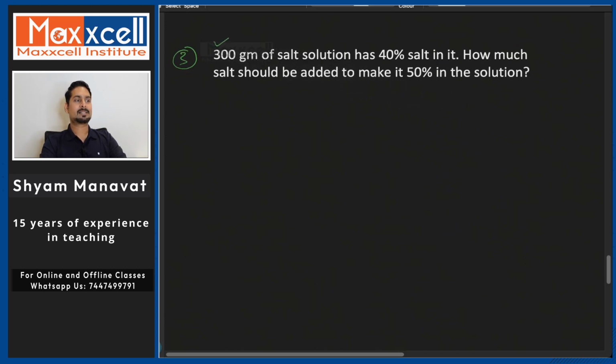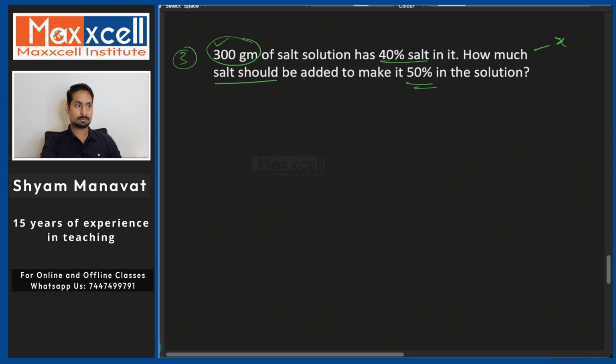Okay. 300 grams of salt solution has 40% salt. Now, the quantity is given here, but do we have the quantity of all? Let's read the question and understand. How much salt should be added? The quantity of salt is missing. So, X gram of salt is to be added to make a 50% solution.